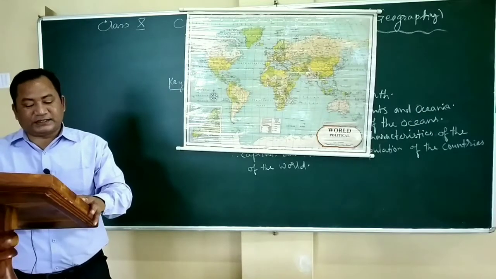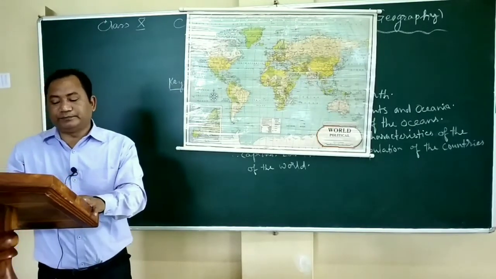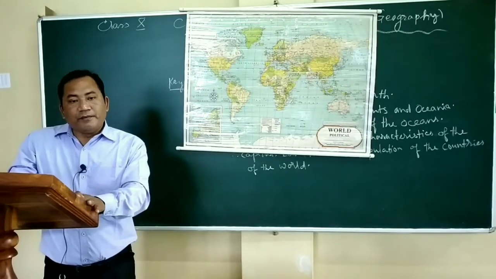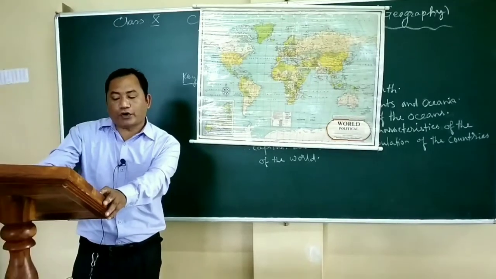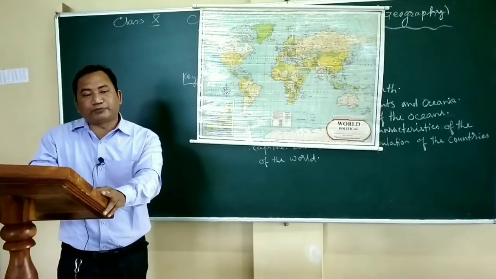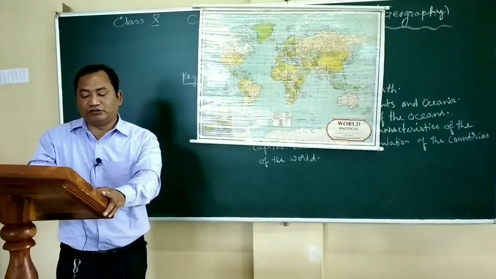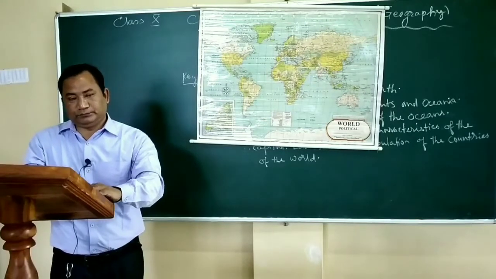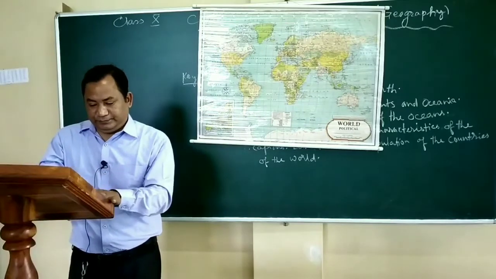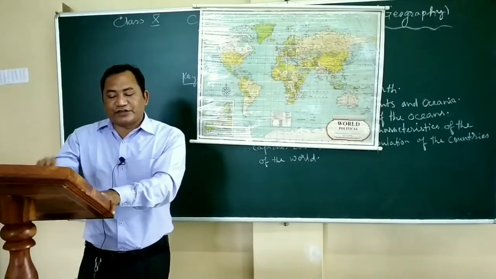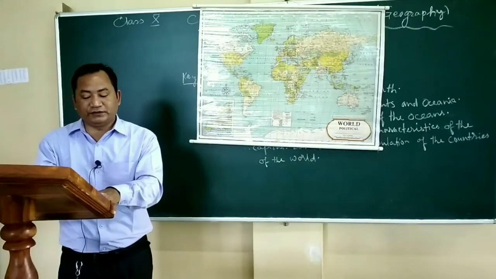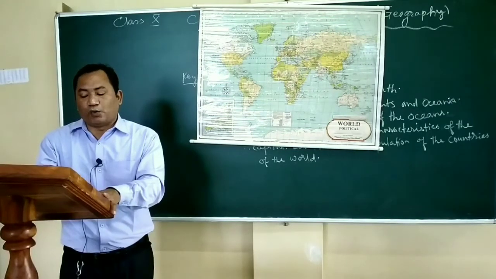Now, let us discuss the second key point, distributions of the continents and oceans. Before going into the distributions of the continents and oceans, first we have to know about the continental drift theory. What is continental drift theory? Continental drift theory refers to the separation of the Earth's continents drifting across the oceanic bed.